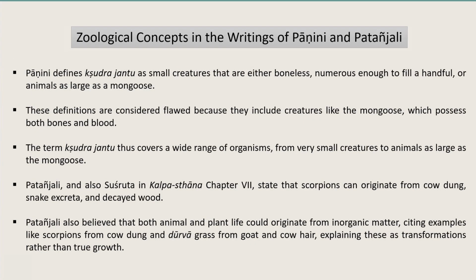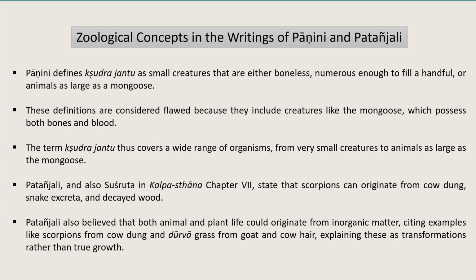Now, the zoological concepts in the writing of Panini and Patanjali. Panini defines Shudra Jantu as small creatures that are either boneless, numerous enough to fill a handful, or animals as large as a mongoose. These definitions are considered flawed because they include creatures like the mongoose which possess both bones and blood. The term Shudra Jantu thus covers a wide range of organisms from very small creatures to animals as large as the mongoose.